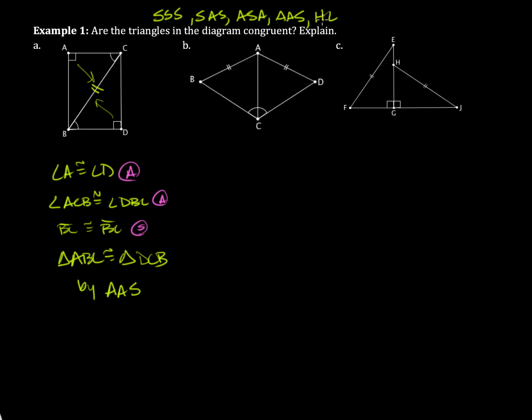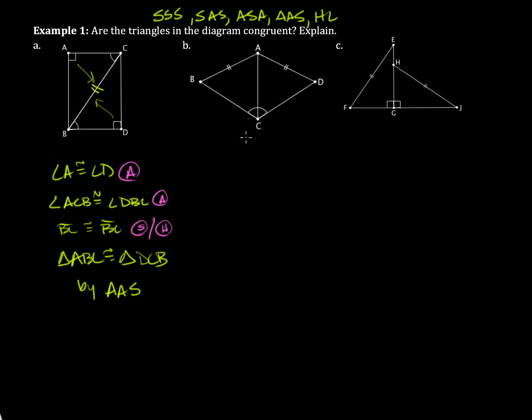Why isn't it HL, even though I'm looking at two right triangles? Because all I have is the H part, right? This segment BC congruent to itself could be considered the hypotenuse of my right triangles, but then I don't have the leg part. I don't have another pair of sides that would be legs of my right triangles. So HL doesn't work in example A.